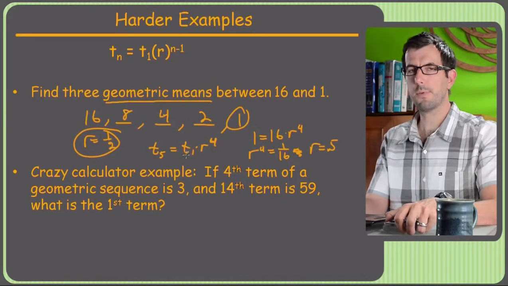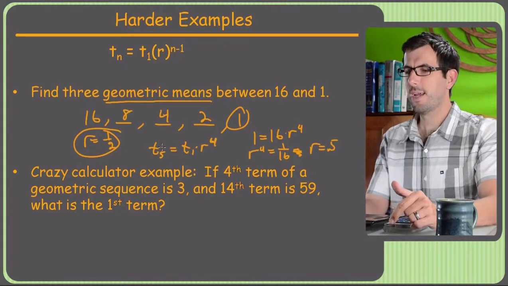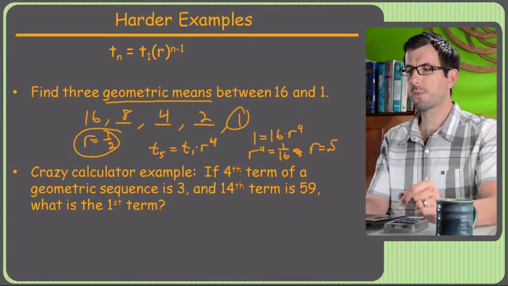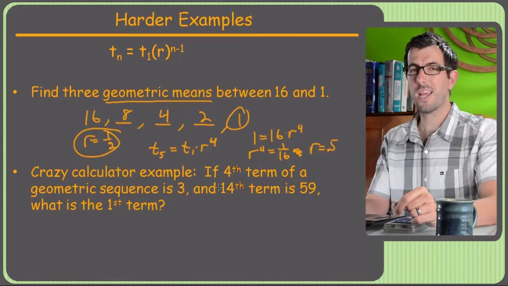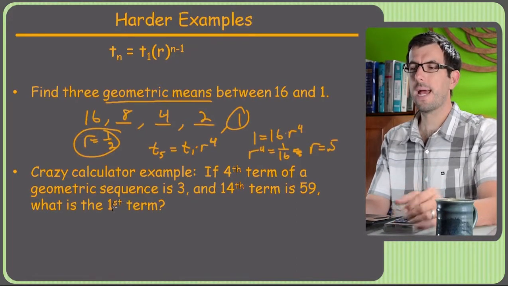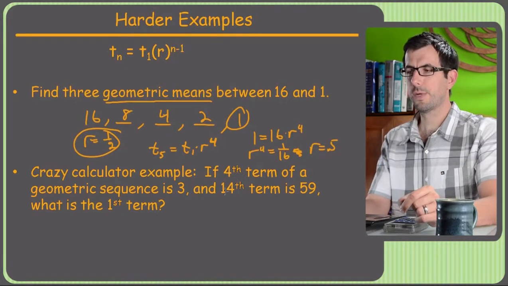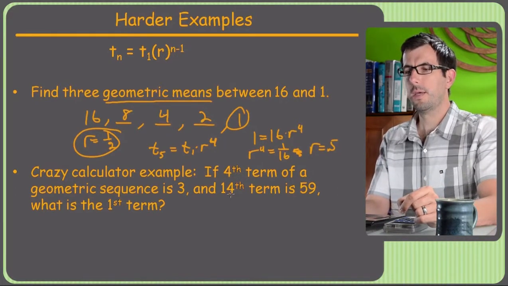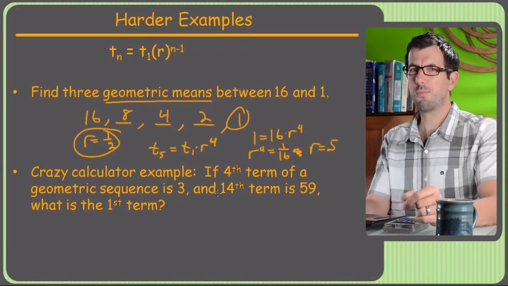All right, crazy calculator example. I'm guessing there are going to be decimals involved if I introduce it with that. The 4th term of a geometric sequence is 3, and the 14th is 59. What's annoying about this problem is that they're not giving the first term. They're asking for the first term. So it looks like I'm going to need r. It's really important to have r if you want to find the first term.